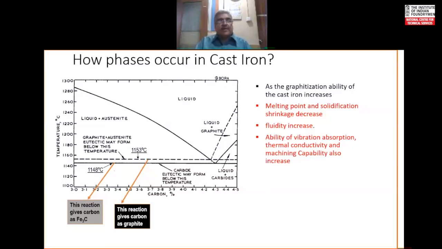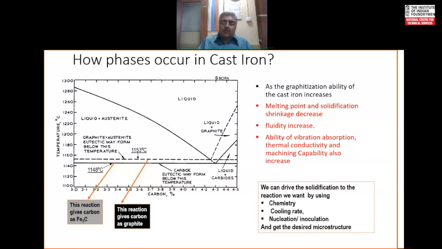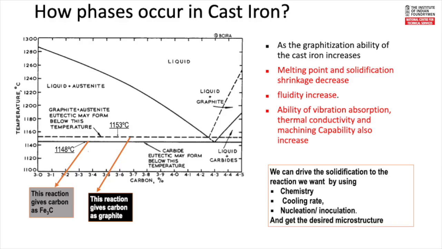Because your liquidus temperature drops, the fluidity also is higher. The metal is able to flow more freely as the graphitization tendency increases, as more graphite comes out of the solution. And as more graphite comes out of the solution, the ability of vibration absorption increases, thermal conductivity and machinability also increase.